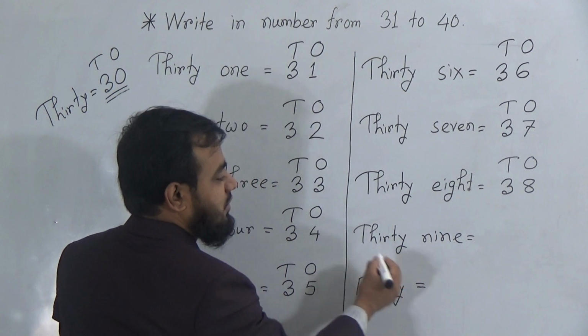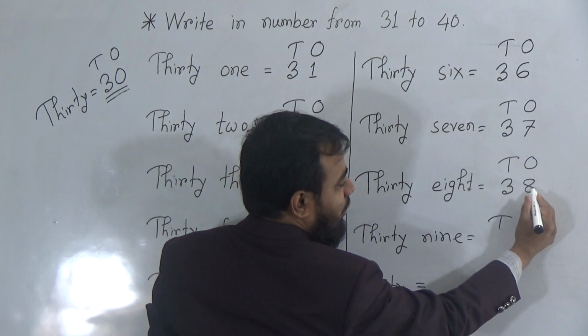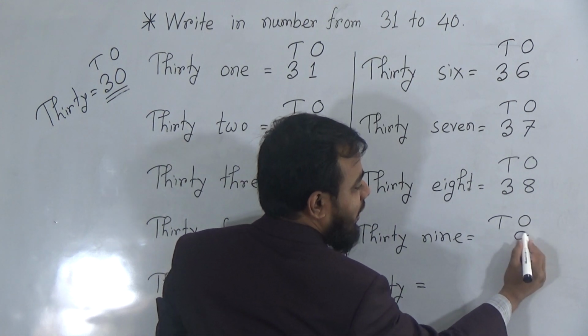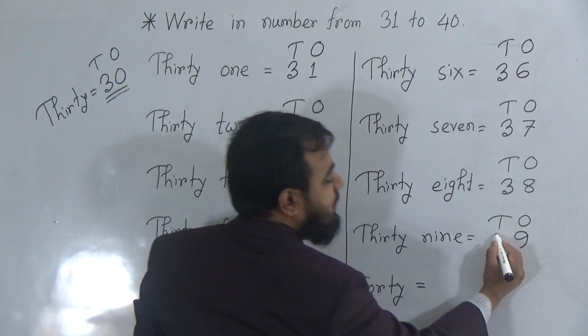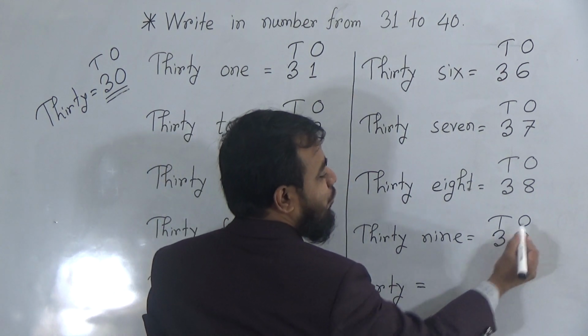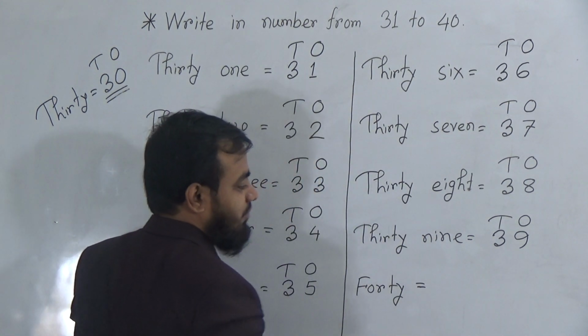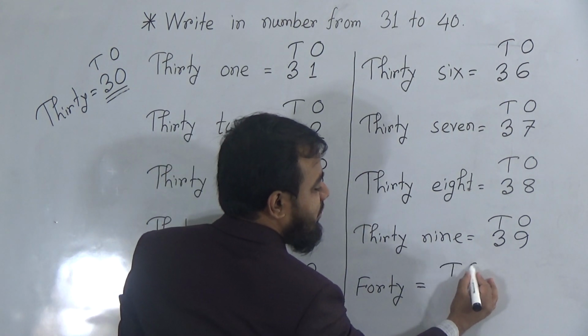Next number is 39. Our ones position will increase again by 1. After 8 we will get 9. So 9 will be in the ones position and 3 again will be in the tens position. That means 3 tens and 9 ones make the number 39. Our next number, that means our last number, is 40.